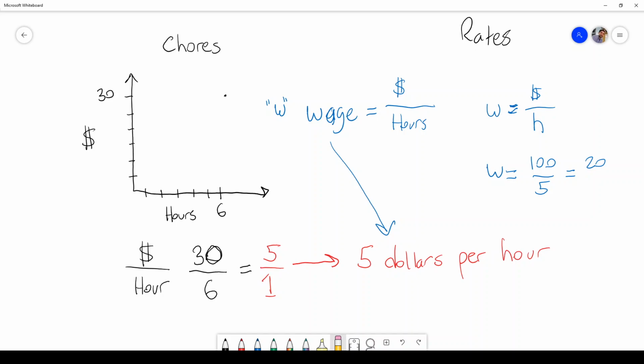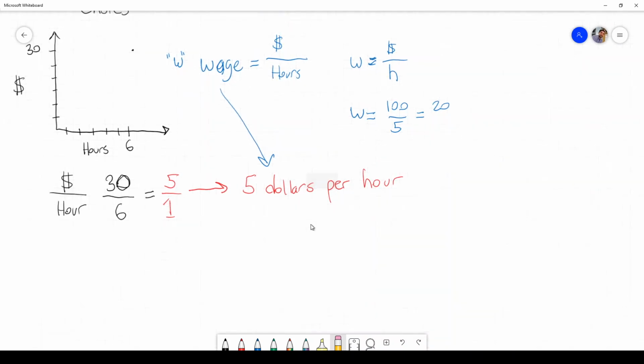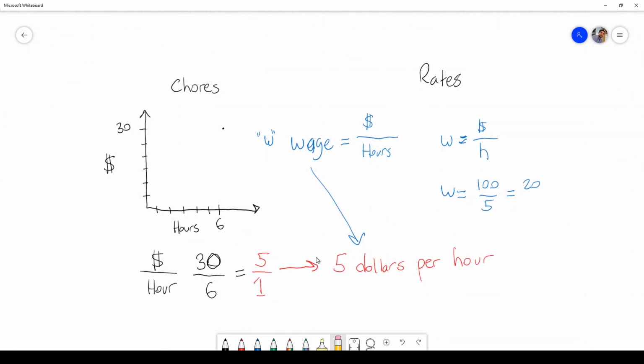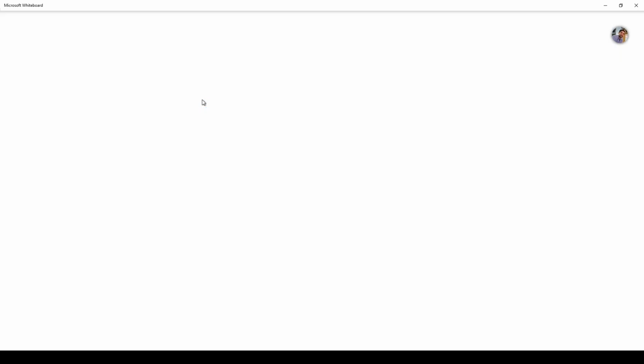So given this understanding, let's try a different example. Maybe something you haven't seen before. And we will create a new whiteboard. That one's not moving. Windows is always funky. Okay. So, let's imagine a situation.